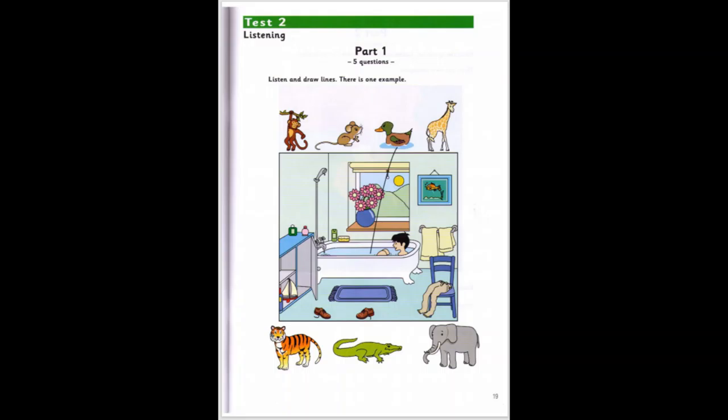Four. Look at the tiger. Can you put it under the chair? Sorry? Please put the tiger under the chair. Okay.